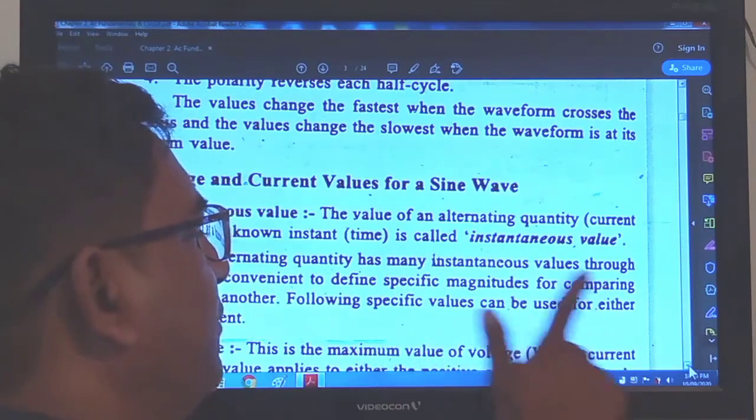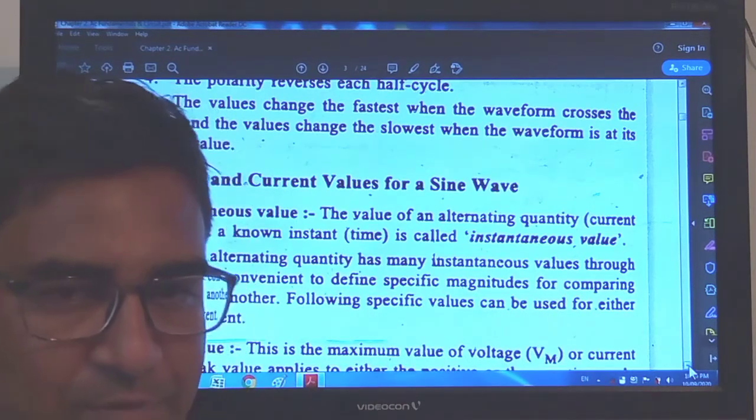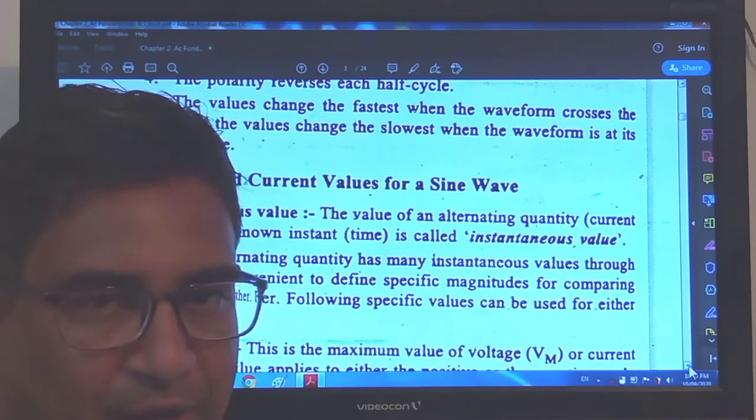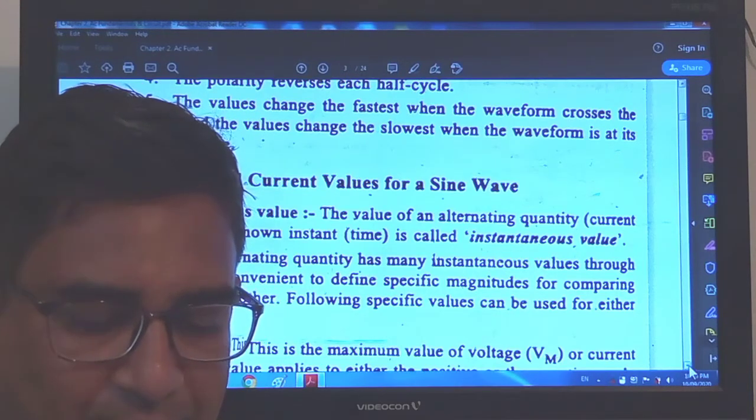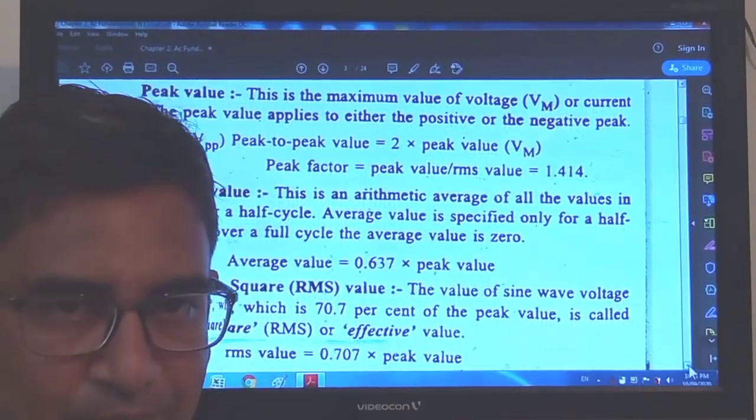Since the alternating quantity has many instantaneous values through the cycle, it is convenient to define a specific magnitude for comparing one wave to another. The following specific values can be used for either the current or the voltage. Which are those values? First, you get the peak value.